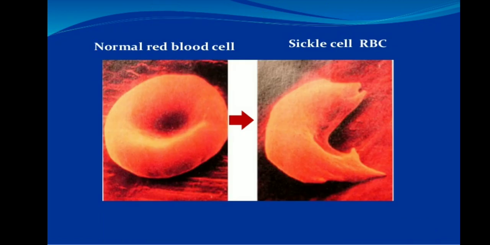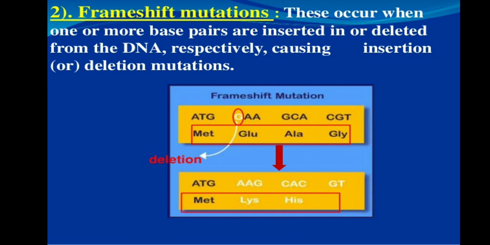Here you can see the normal red blood cells which are circular, but sickle cells are moon shaped, right? Then frame shift mutation. This occurs when one or more base pairs are inserted in or deleted from the DNA, causing insertion or deletion mutations. You can see here there is a change that happens during the frame shift mutation. This will change all the amino acid sequences after it.